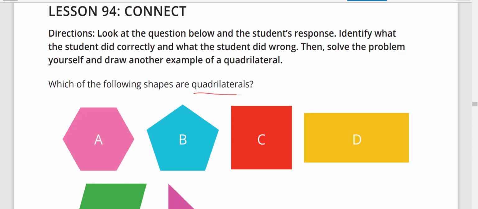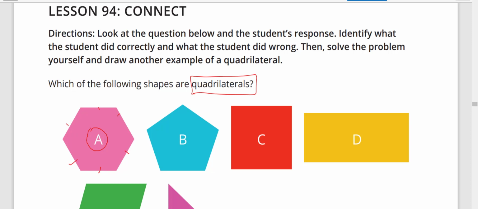At the first, what is the meaning of quadrilateral? Yes, we know that the quadrilaterals are shapes that have four sides and four vertices. So, is shape A a quadrilateral? Yes or no? Okay, how many sides here? 1, 2, 3, 4, 5, 6. So it isn't a quadrilateral.